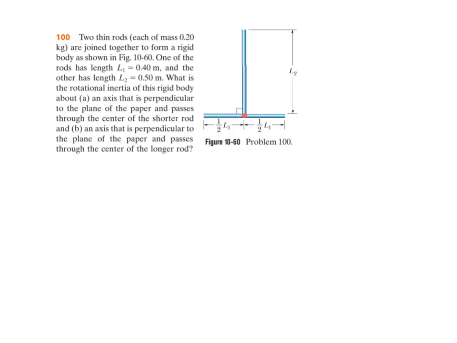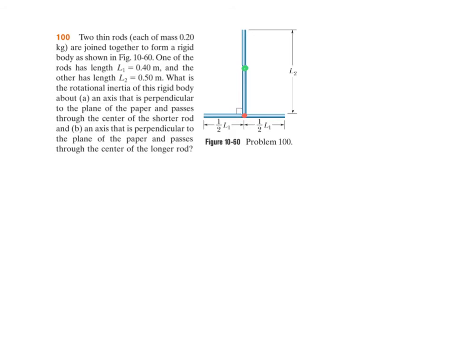Then part B is asking us, what about when it rotates about an axis perpendicular to the plane that's through the center of the longer rod? So that'll be when it's right here. Okay? So we've got those two points, and we're going to take a look at them separately so we can figure out the rotational inertia for each of these arrangements, and then compare and contrast how they're different or how they're similar to one another.